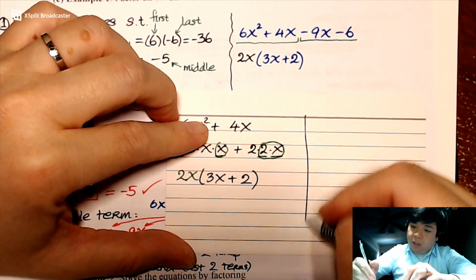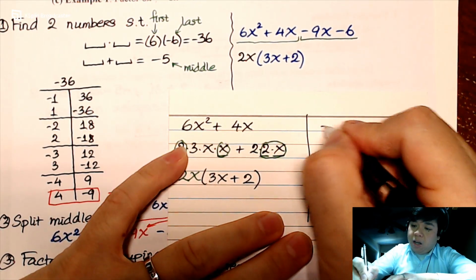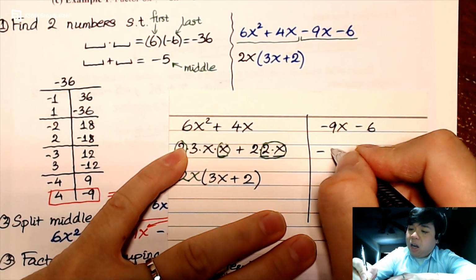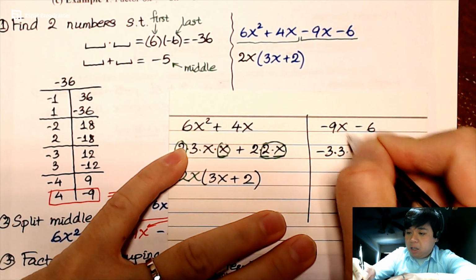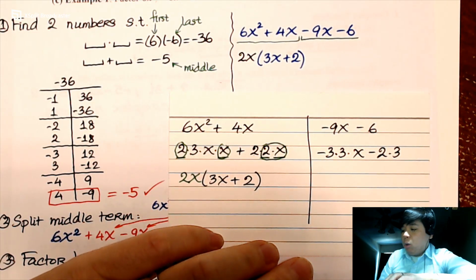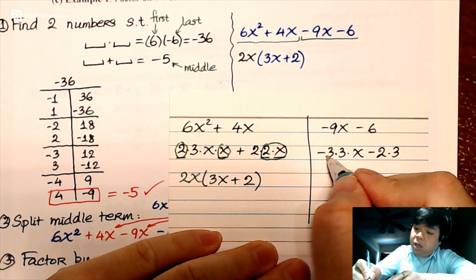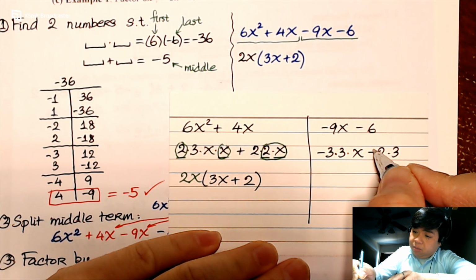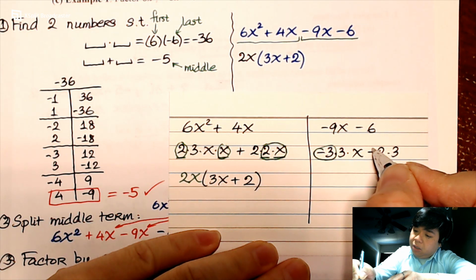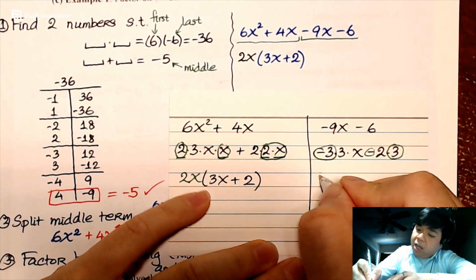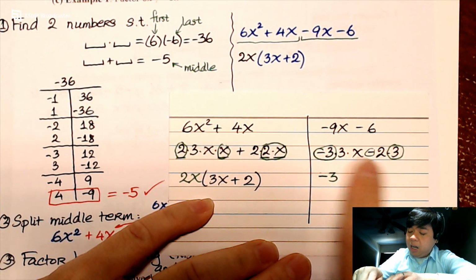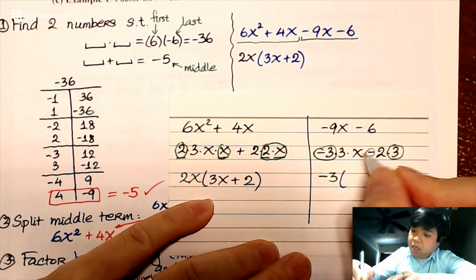Now, the last two, negative 9x, negative 6. So we break down. Negative 9x is 3 times 3 times x. The 6 is 2 times 3. So here what we see they have in common is there's a negative. Both of them have a negative. And both of them have 3. Negative and 3, I will write that as a common factor. And what's left that are not common is 3 times x.